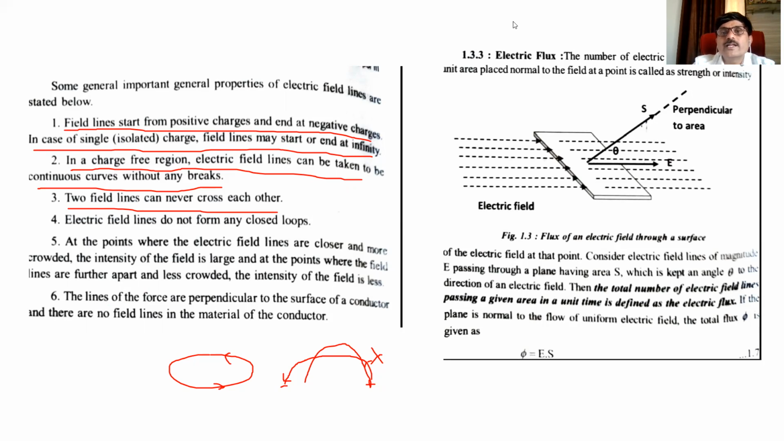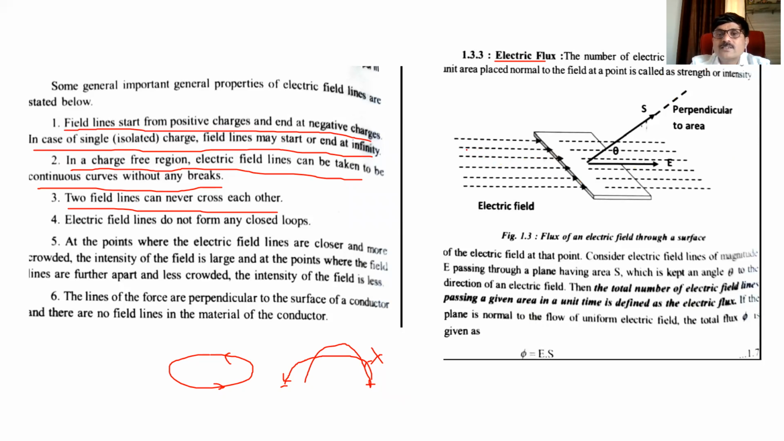Now let us come to the concept of electric flux. Electric flux is a concept based on electric field lines. The number of electric field lines crossing unit area placed normal to the field at a point is called the intensity of the electric field at that point. So this is the definition of the intensity of the electric field. Another definition: the number of electric lines crossing per unit area placed normal to the field at that point is called the intensity of the electric field.